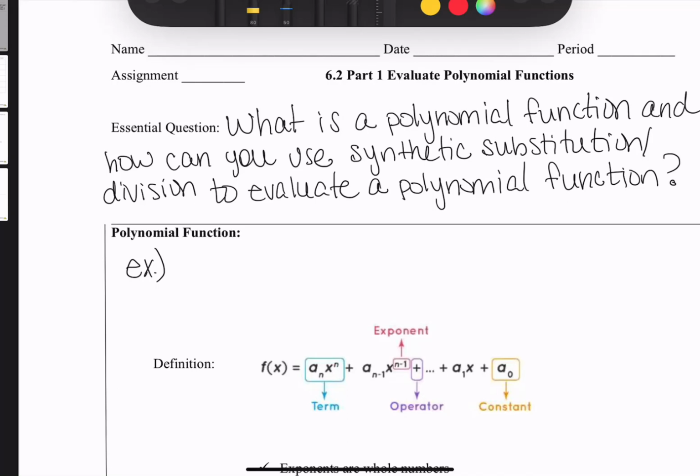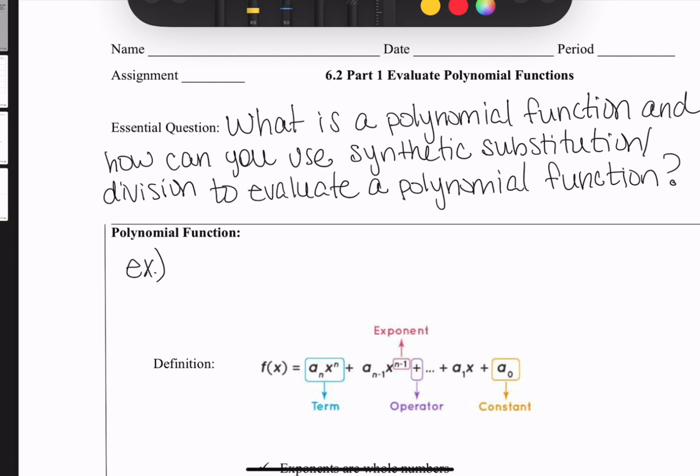6.2 Part 1. Today we're going to evaluate polynomial functions. Your essential question: what is a polynomial function, and how can you use synthetic substitution or synthetic division, I'll use those interchangeably, and that's going to be new to you, to evaluate a polynomial function?